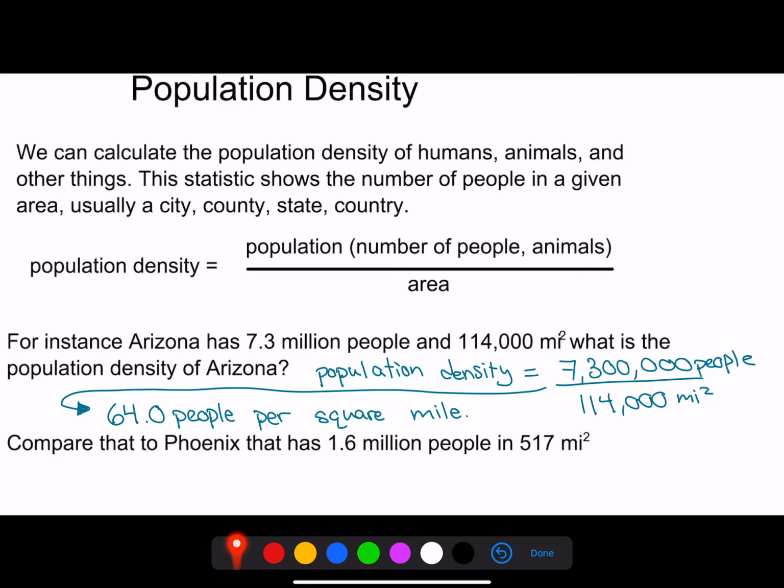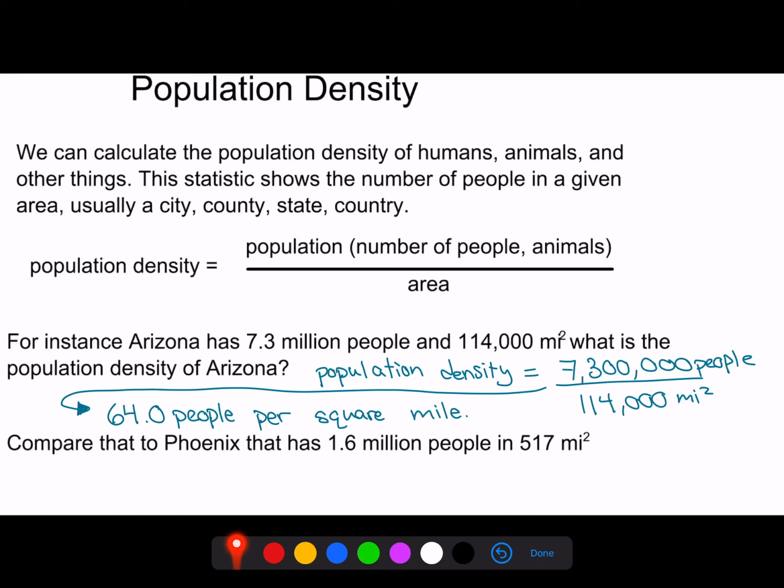That means that in Arizona, there's 64 people per square mile, typically. Now, granted, it changes where you're at in Arizona. If you're in the city, it's a lot different than if you're out in, say, Sedona or Williams or somewhere smaller in Arizona that doesn't have as many people living there. It's going to be a lot less population dense as well.